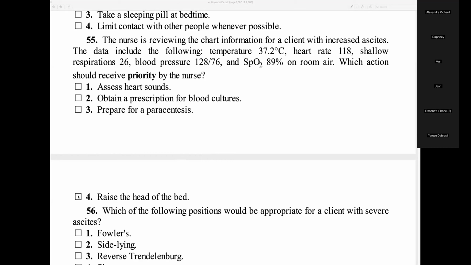Very good. The correct answer is 4. So obviously they're having issues breathing because of the ascites. Remember, ascites causes respiratory distress. So we're going to raise the head of the bed, and then I know that putting them on oxygen isn't one of the choices, but because the O2 sat is low, we would then put them on oxygen, right?